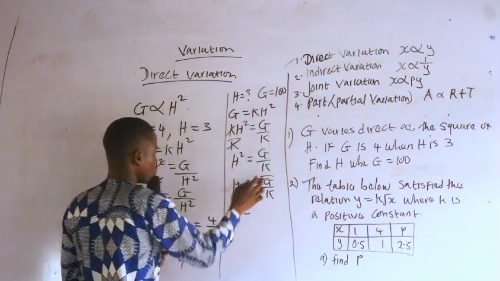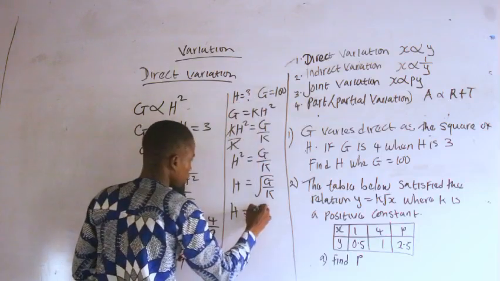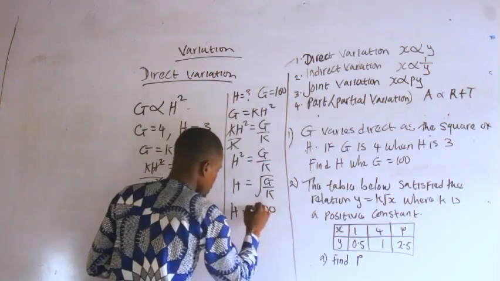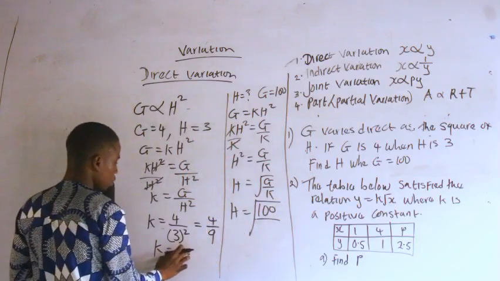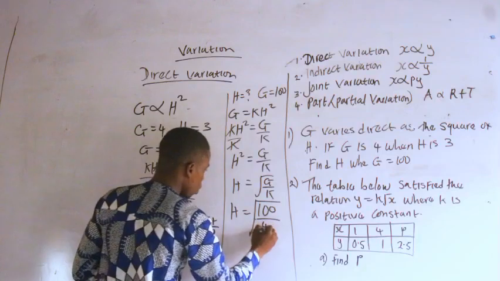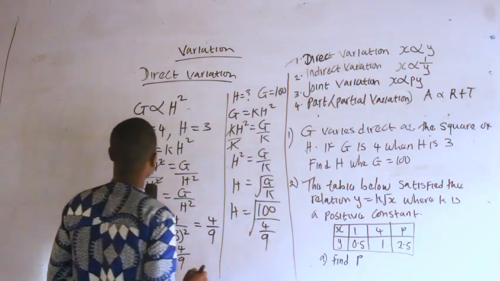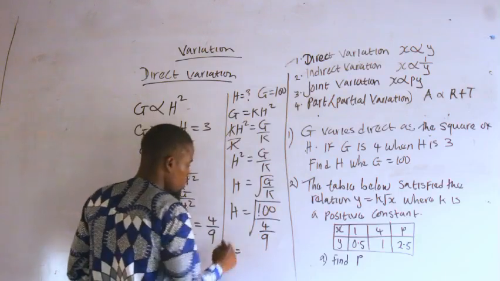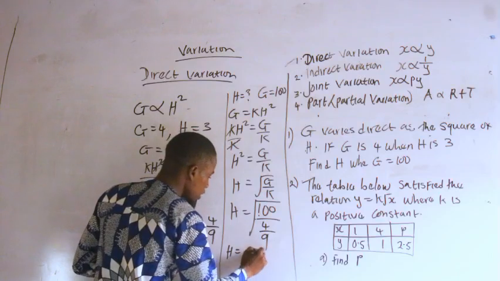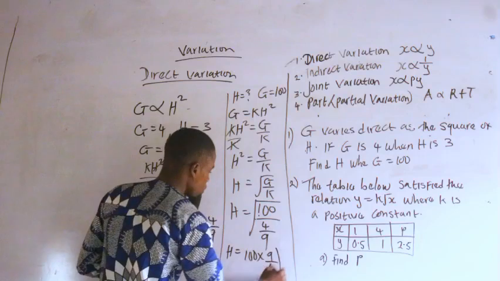h equals, what is our g now? They have given us our g. Our g is 100. Now, what is our k? Our k is 4 all over 9. Now, for the final one, our h will be, you rearrange it, 100 times 9. This one will go up, this one will come down, all over 4.